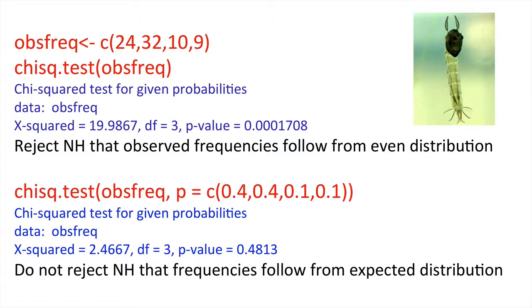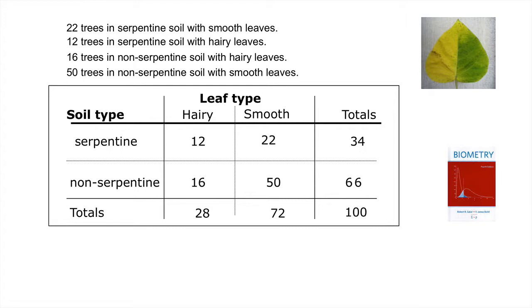Now let's move on to look at another application of goodness of fit statistics. This is a well-known application that some of you may have seen already. It is a formal test of association between one form of classification, like leaf type, and another form of classification, like soil type, all based on counts of individuals with these combinations of attributes.